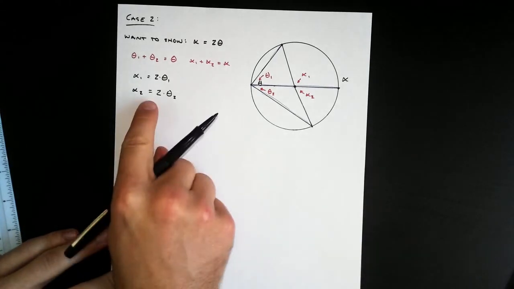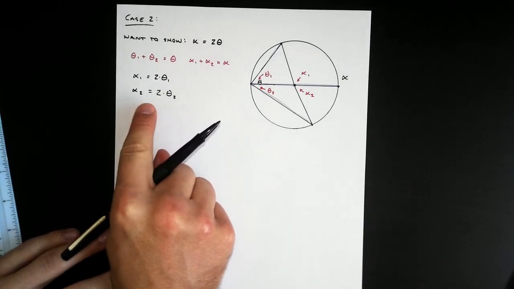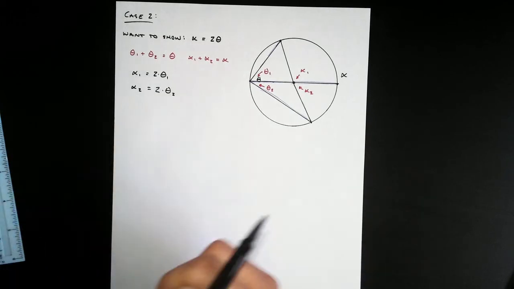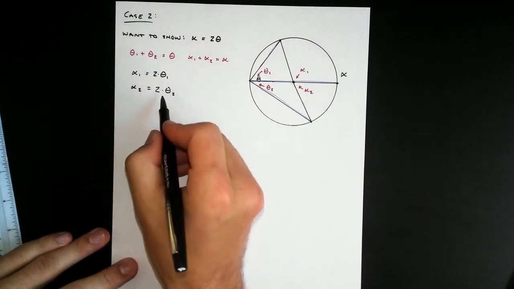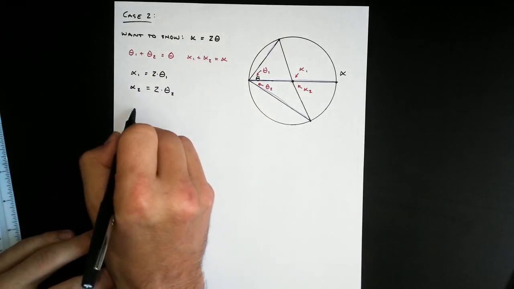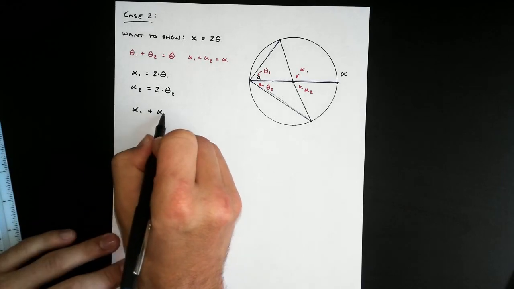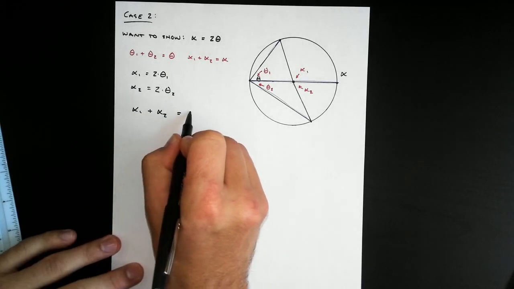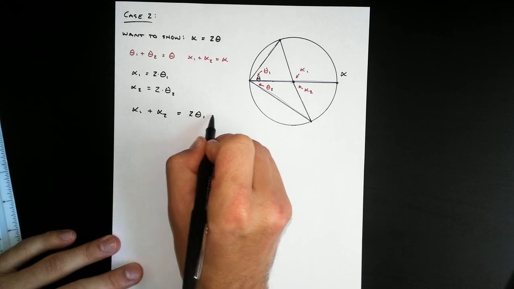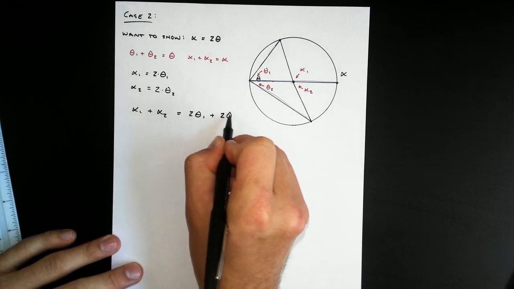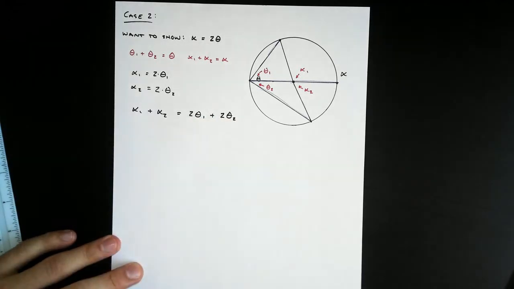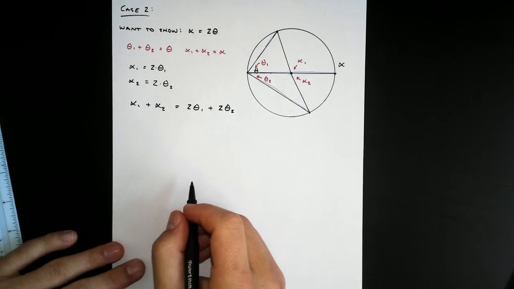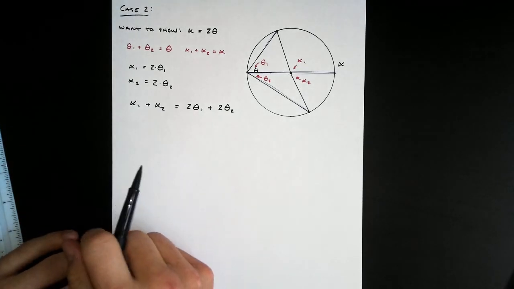Okay. Let's take these two equations and let's combine them together. So I'm just going to add the two equations. I'm going to add the left sides, I'm going to add the right sides. So alpha 1 plus alpha 2, that's the same as 2 times theta 1 plus 2 times theta 2. And now I'm just going to do a little bit of substitution.